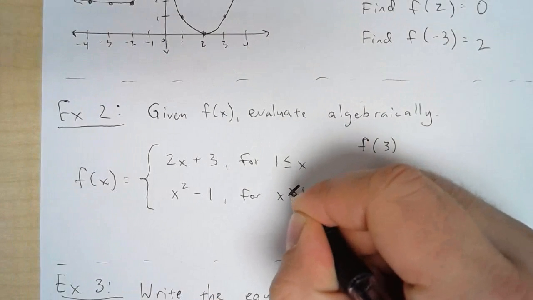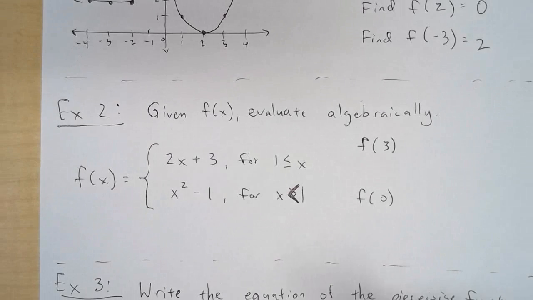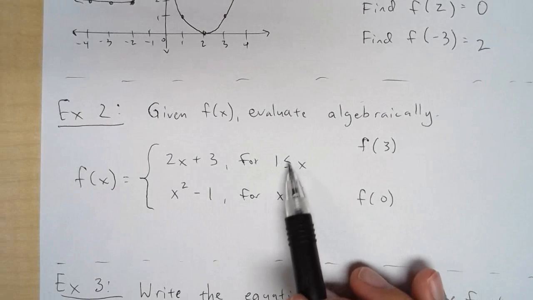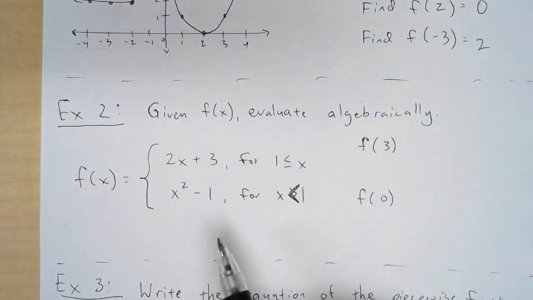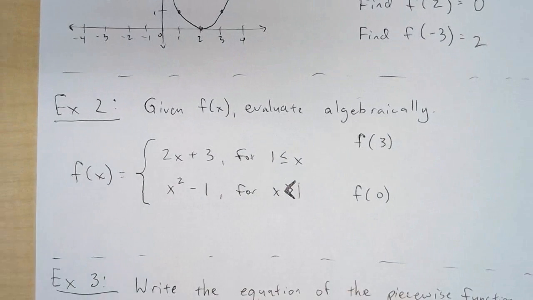Good catch, Mr. Seaman. Everything x is less than 1. So if this is 1 is less than or equal to x, it says x is 1 that way. This is 1 is less than x, so everything the other way is going to have x squared minus 1 as the equation we're going to use.